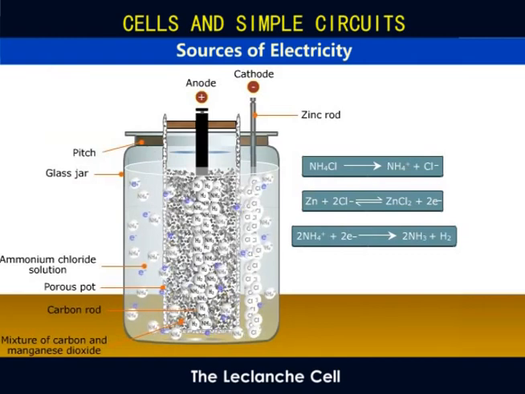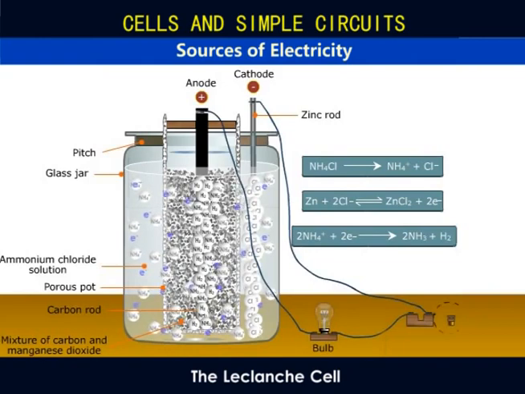The hydrogen gas is oxidized by manganese 4 oxide to form water, and polarization is prevented. If an external copper wire is connected to the electrodes, electrons move from the cathode to the anode, generating electricity. The EMF of the cell is 1.5 volts.